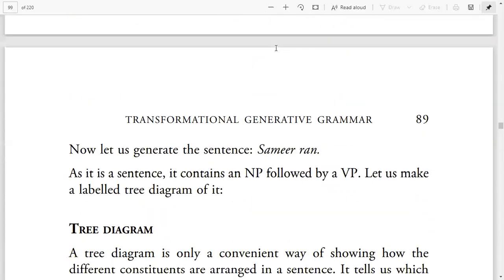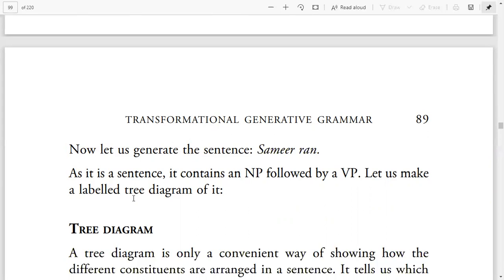Let's move towards the next detail. Now let us generate the sentence. Our first sentence is Samir ran. As it is a sentence, it contains a noun phrase followed by a verb phrase. Here it is noun phrase. As we have already discussed, a noun can be a single word, or proper noun, or common noun, etc. Same is the case with the verb phrase. Verb phrase can also be a single word, or it can be a mixture of different words.